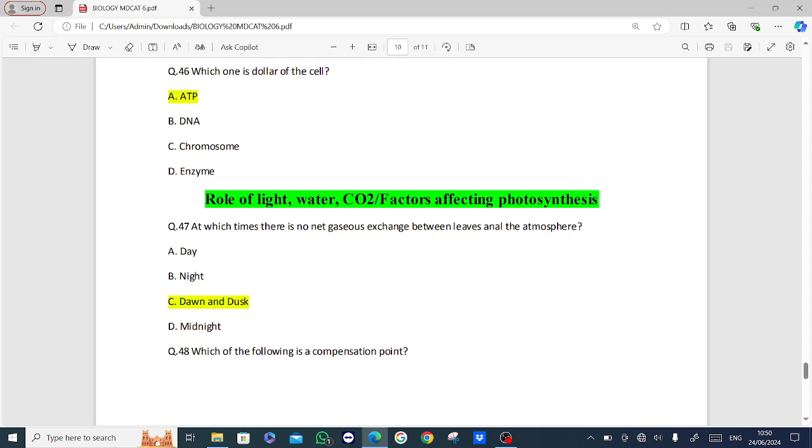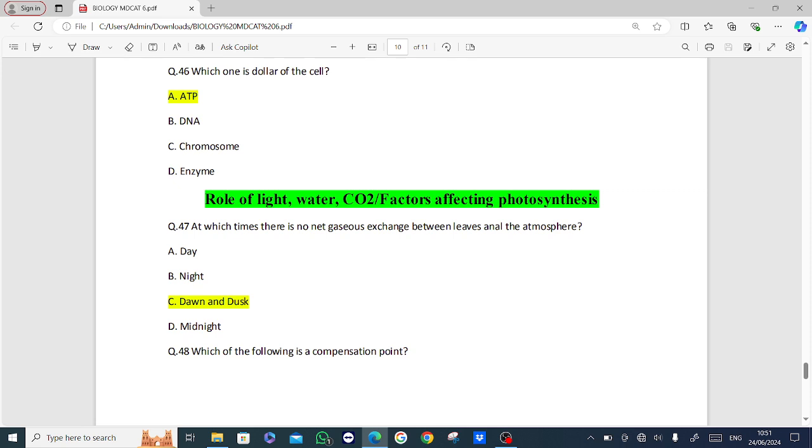Students, next MCQs are from topic role of light, water, CO2 as factors affecting photosynthesis. MCQ is, at which times there is no net gaseous exchange between leaves and the atmosphere. Options are day, night, dawn and dusk, midnight. Answer is option C, dawn and dusk.